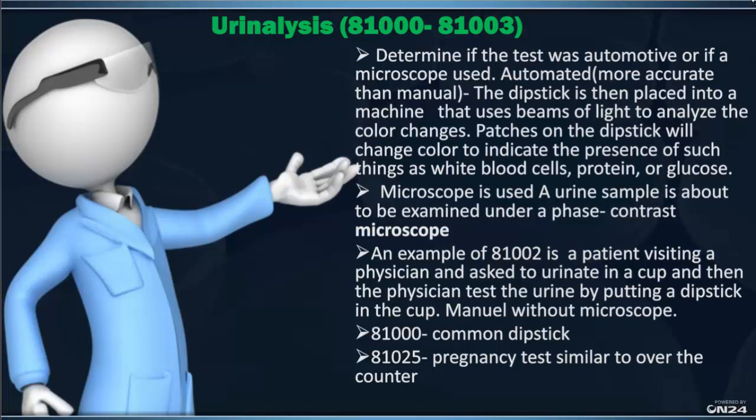Code 81002 is used when a patient is visiting a physician, and actually urinates in a cup, and then they put the dipstick in, and then they look at the dipstick, and that's what that is. Manual, and it's without a scope. They're just basically looking at the dipstick. Then you have 81000, which is your common dipstick. And there are urinalysis codes for pregnancy, which is 81025.